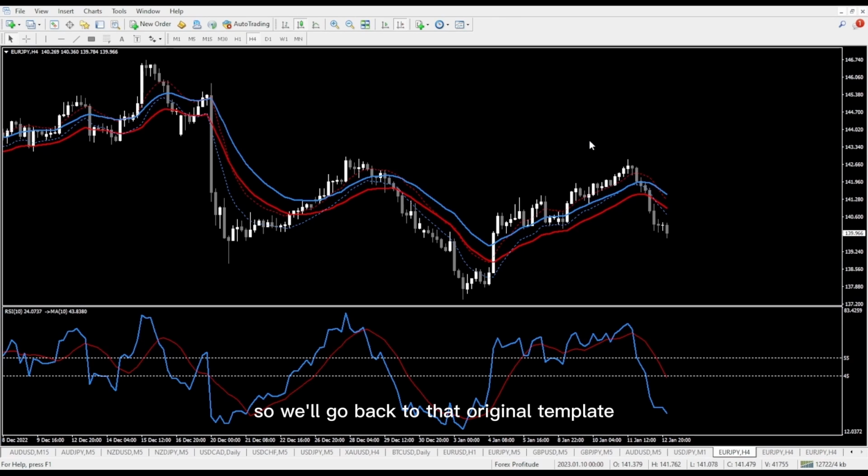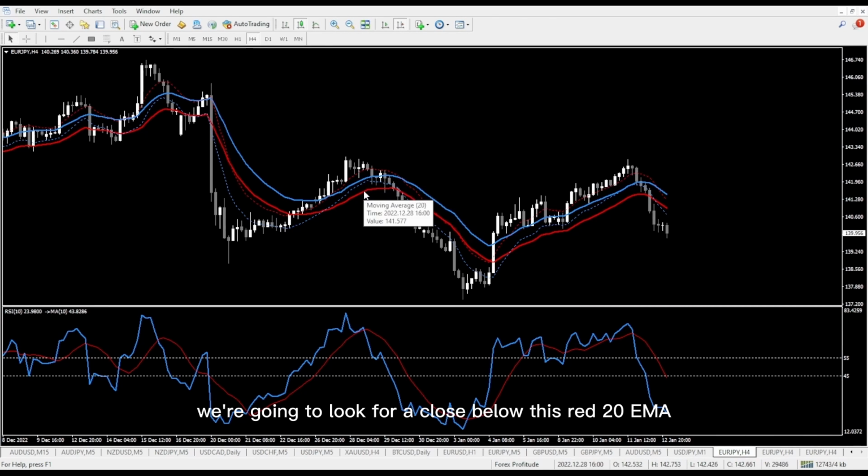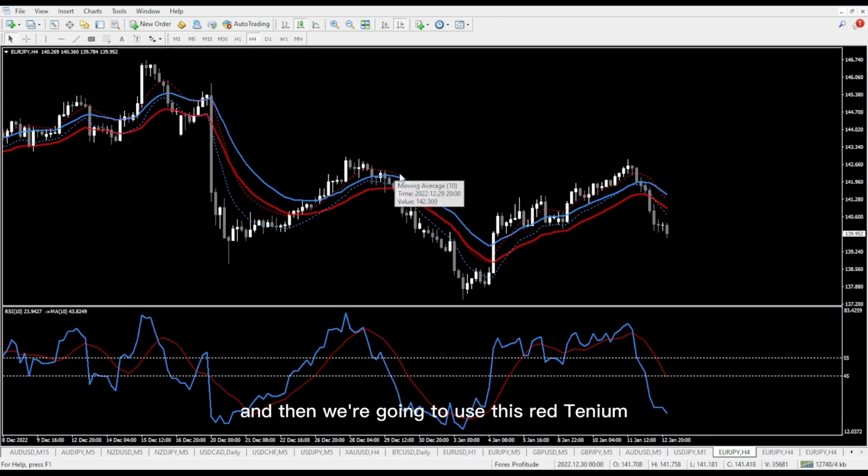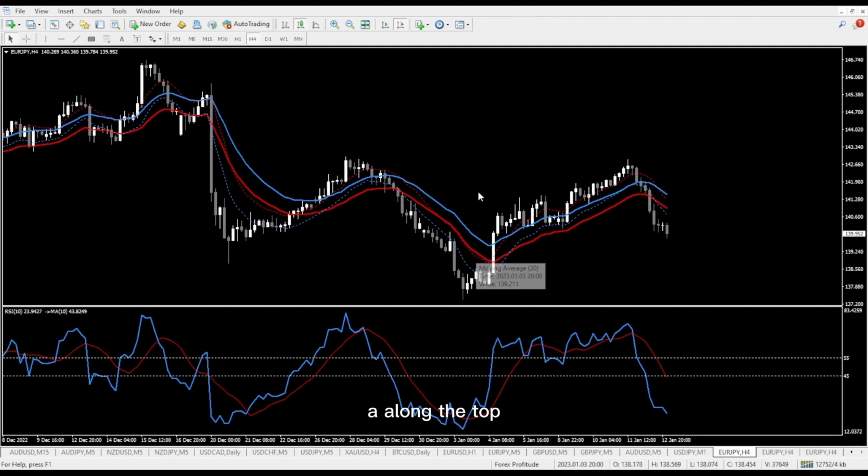So we'll go back to that original template, and together we can see how the 20 EMAs and the 10 EMAs are working together. Now the blue is for buy and the red is for sell. So if we are going to sell, we're going to look for a close below this red 20 EMA, and then we're going to use this red 10 EMA along the top as far as the trade management goes. So the red moving averages are for sells and the blue moving averages are for buys. So when we're looking for a buy trade, we're looking for the price to close above this blue 20 EMA, and then we're going to manage the trade along the blue 10 EMA.